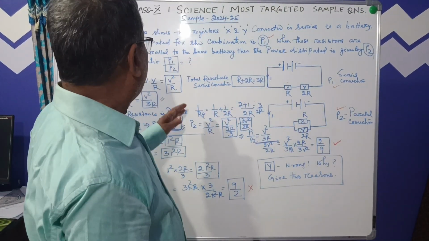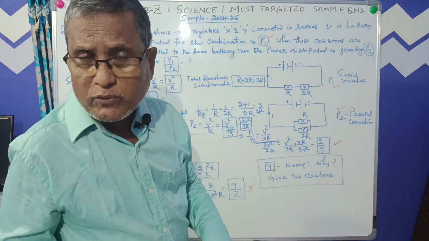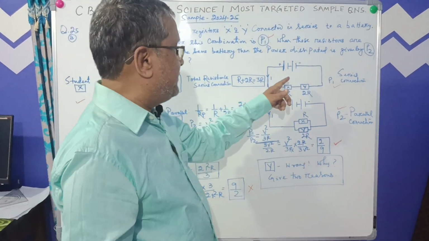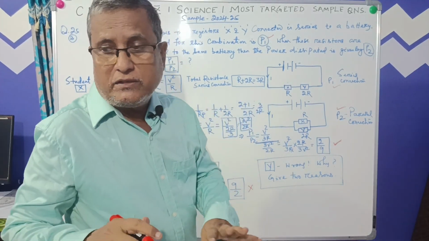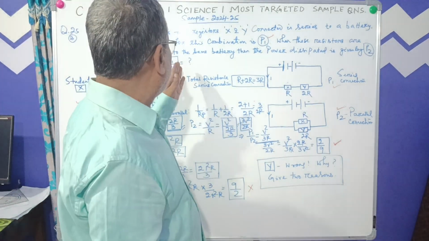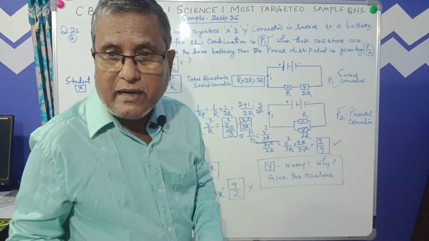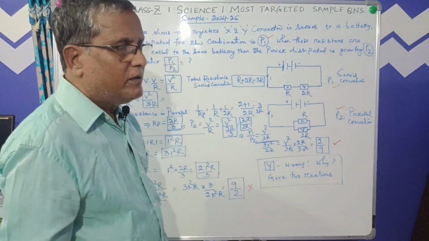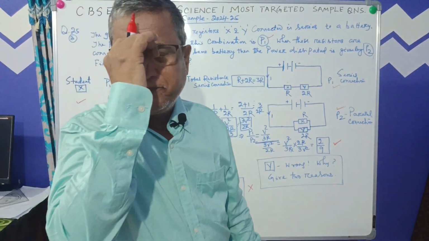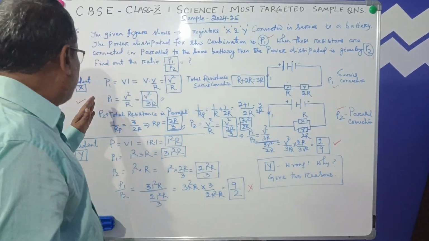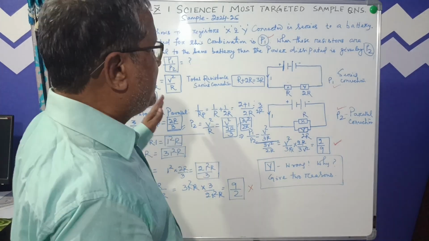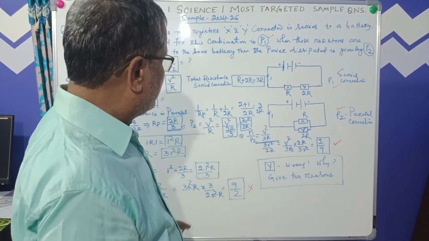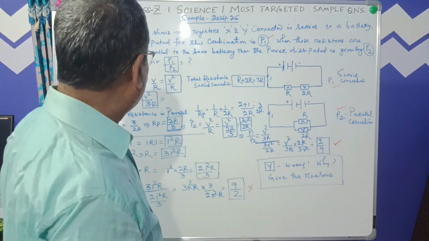What we have to find out is the ratio of the power consumed in the first case and the power consumed in the second case. The ratio of P1 and P2 is to be derived. Now come to the solution. This solution has been described in your marking scheme, so let me explain it for your better understanding.